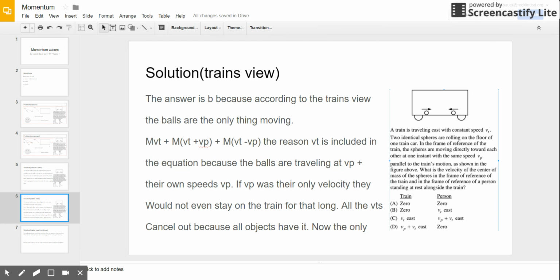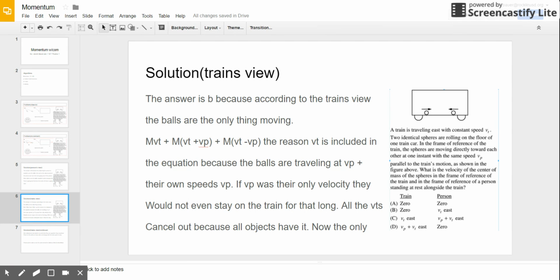The answer is B, because from the train's point of view, that's moving at almost the same speed as the balls, if the train were to focus only on the balls inside it, the balls are actually moving at the train's velocity plus their own. And that's the actual speed of the ball, relative to the ground, that is. And since the balls are moving symmetrically towards each other, the center of mass would still stay in the center of the train.